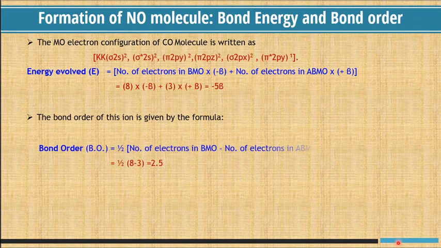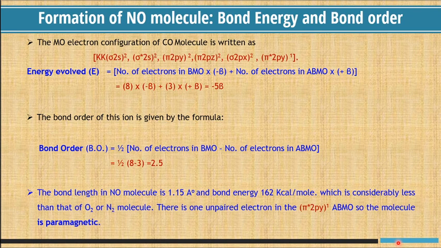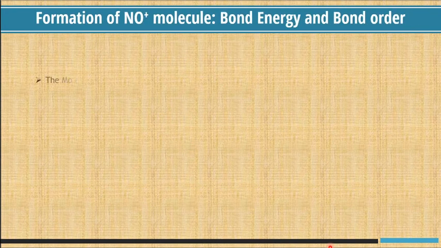The bond order is given by 1/2 into bracket 8 minus 3, that is equal to 2.5. The bond length in the NO molecule is 1.15 angstrom and the bond energy is 162 kilocalories per mole, which is considerably less than that of the oxygen and nitrogen molecules. There is one unpaired electron in the pi star 2py1 anti-bonding molecular orbital, so the molecule is paramagnetic in nature.